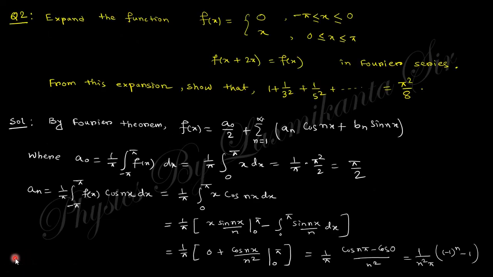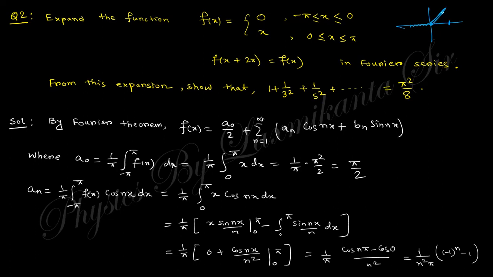Next one, expand this function. This is a function you must expand in a Fourier series, then express it in infinite series form. Okay, the same things: you can see this structure, and the graph of this structure will be like that. From minus pi to 0 it is 0, and after that, from 0 to pi, it equals x.